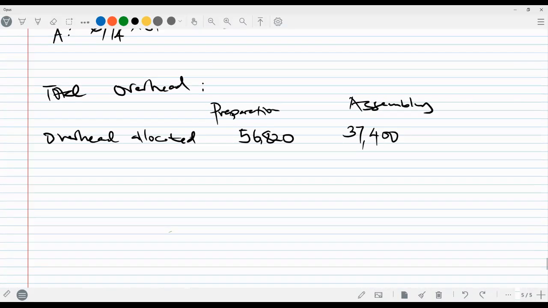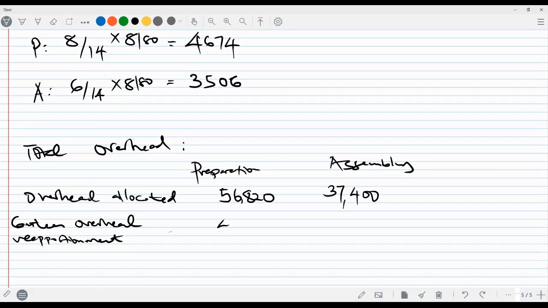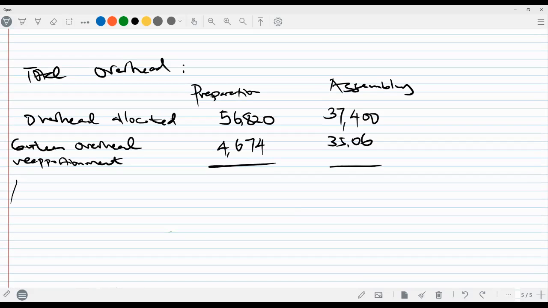Then the apportionment of canteen overhead, the reapportioned cost. For the preparation, we have done it: it's 4674, and you have that 506. Therefore, the total overhead absorbed.